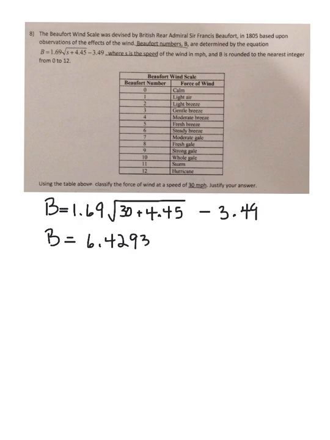And let's read this. It says, using the table, classify the force of wind at a speed of 30 miles per hour. Justify your answer. Now, if you look at this, though, we have a decimal value. And remember, it says that the Beaufort numbers are rounded to the nearest integer. So we're going to round this to the nearest integer, which 6.4 would round to 6. And then they want you to classify that. And if you look there, your classification would be that it would be a steady breeze because you have a 6.